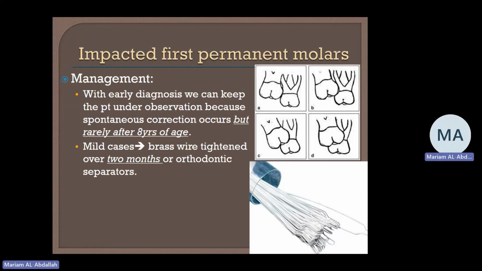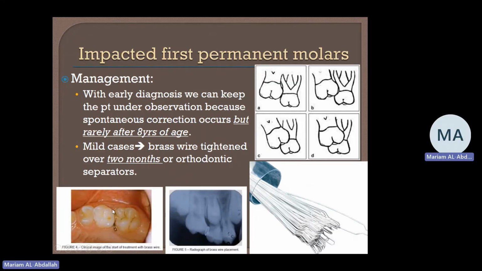So again, with early diagnosis, we can keep the patient under observation, and most of them will go spontaneous correction, but rarely after 8 years of age. Mild cases, brass wires tightened, as we said, over 2 months. These are the brass wires, and this is how we insert them. We twist the wire, and every week the patient comes back to retwist, and we keep doing this for 2 months.